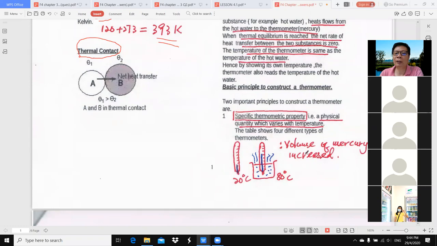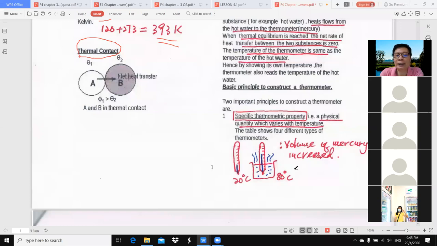Understand? So this is what is meant by specific thermometric property. It's a physical quantity which varies with the temperature. In this case, it's the volume of mercury, because the volume of mercury changes following the temperature. When the temperature is high, the volume of mercury becomes more. It will expand. Correct?